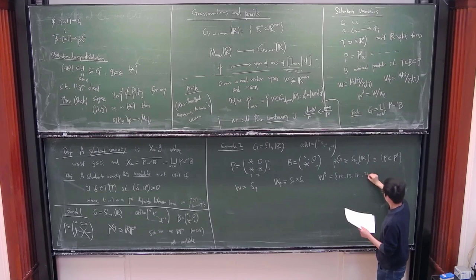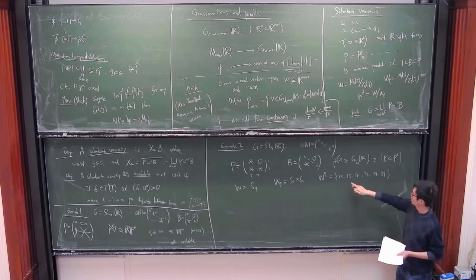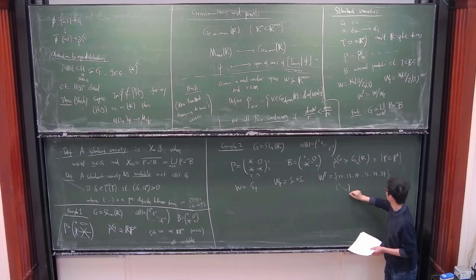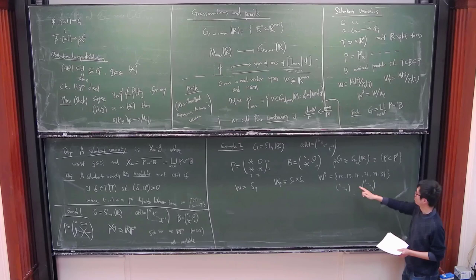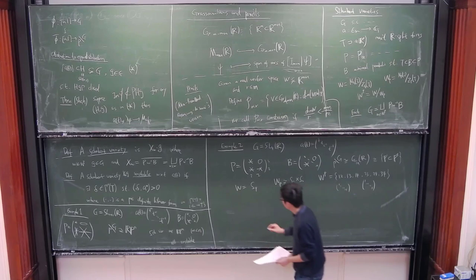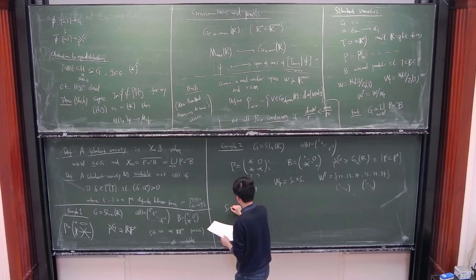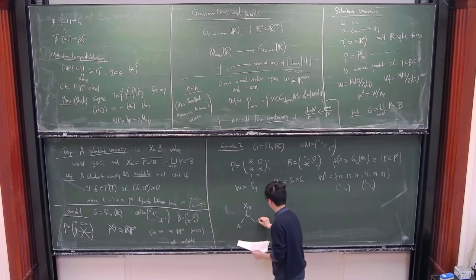So how should we think of this? So this is 1, 1, -1, -1. So this is 1, -1, -1, 1, and so on. So these are positions of ones. Okay. And so there are 6 Schubert varieties. And this is a picture showing the stratification.